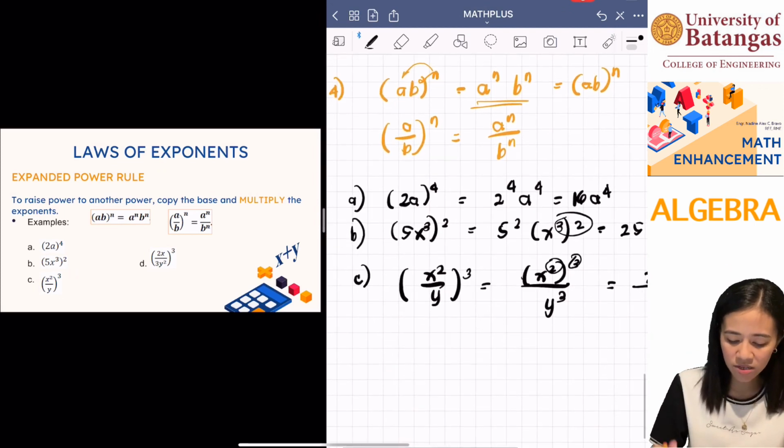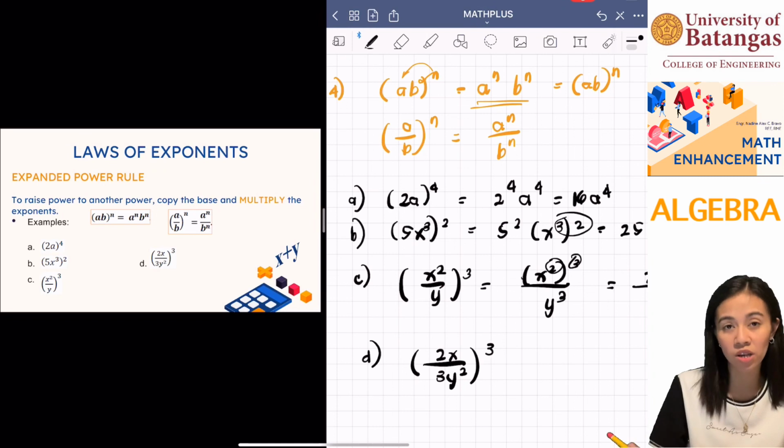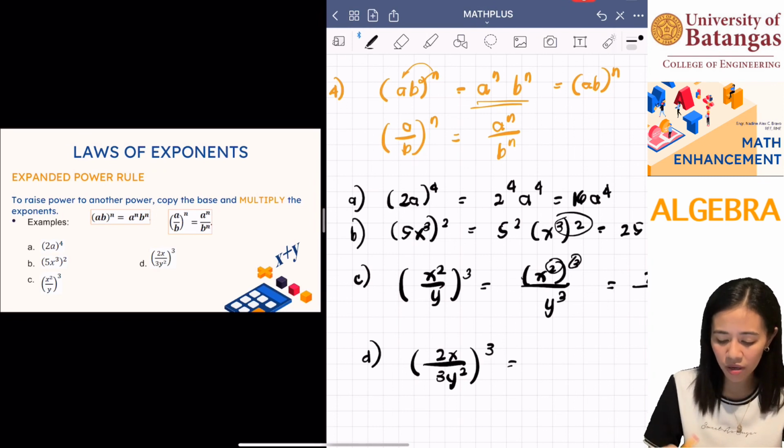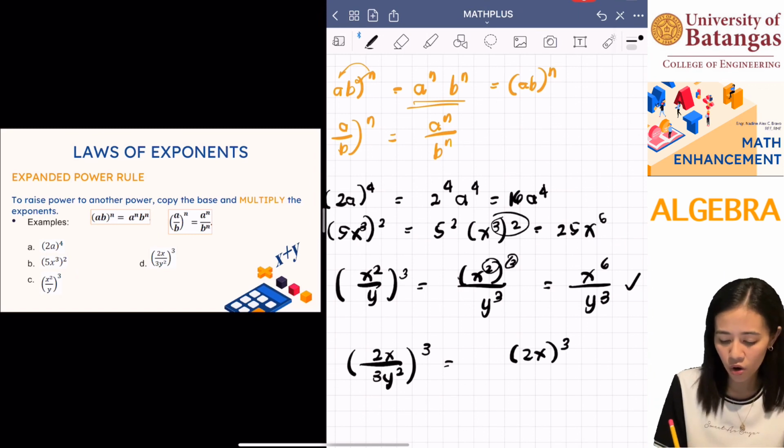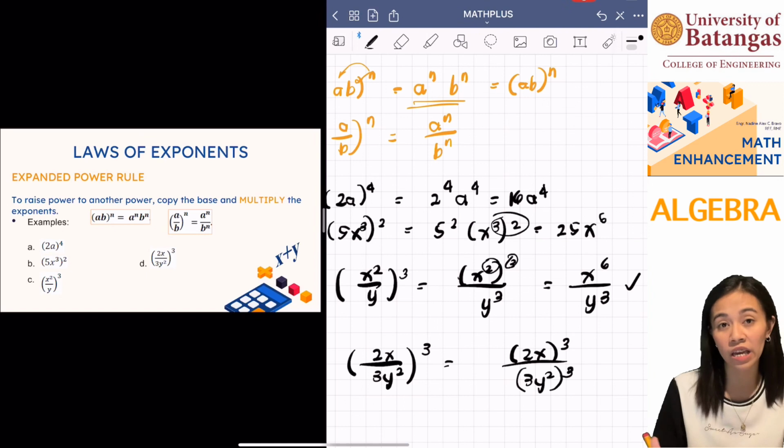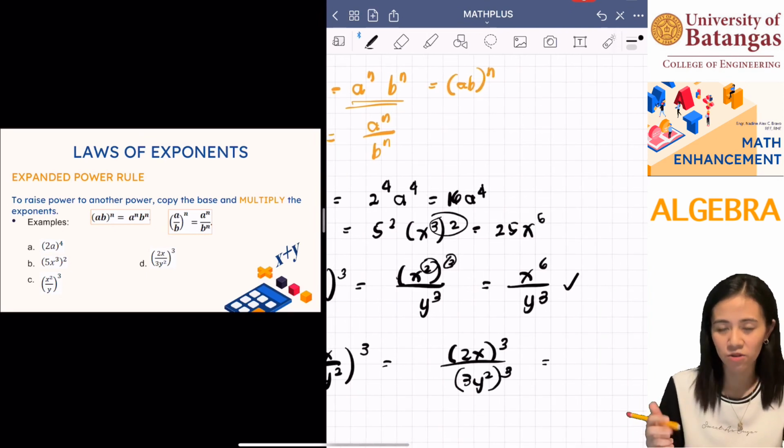Okay? And then, lastly, you have letter D, which is 2x all over 3y squared, the whole quantity raised to cube. Okay? So, doing this, ibig sabihin, yung buong numerator mo, which is 2x, mare-raise yan sa 3, all over yung buong denominator mo, which is 3y squared, mare-raise din yun sa 3. Okay? And then, yon.